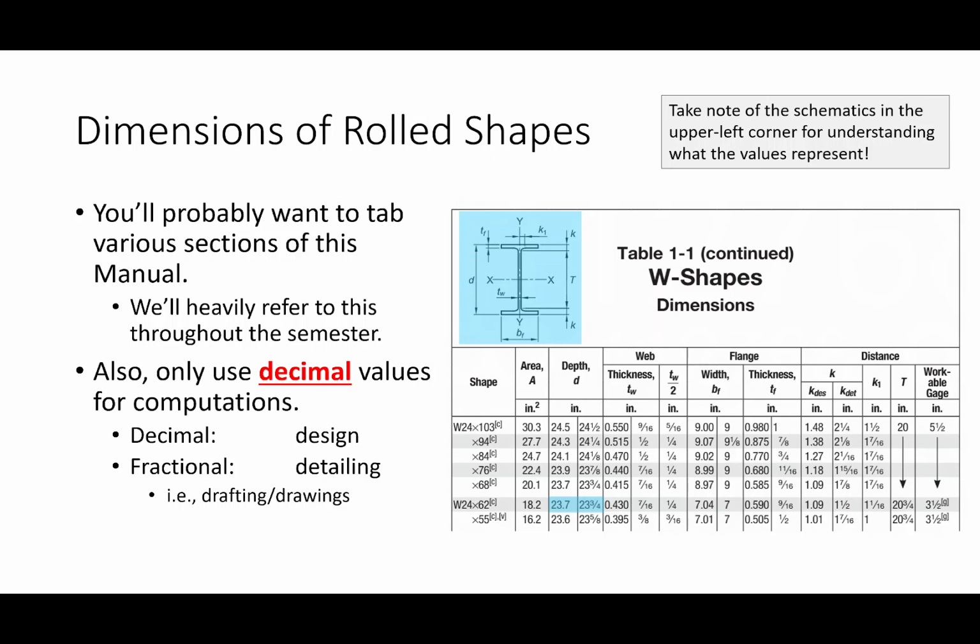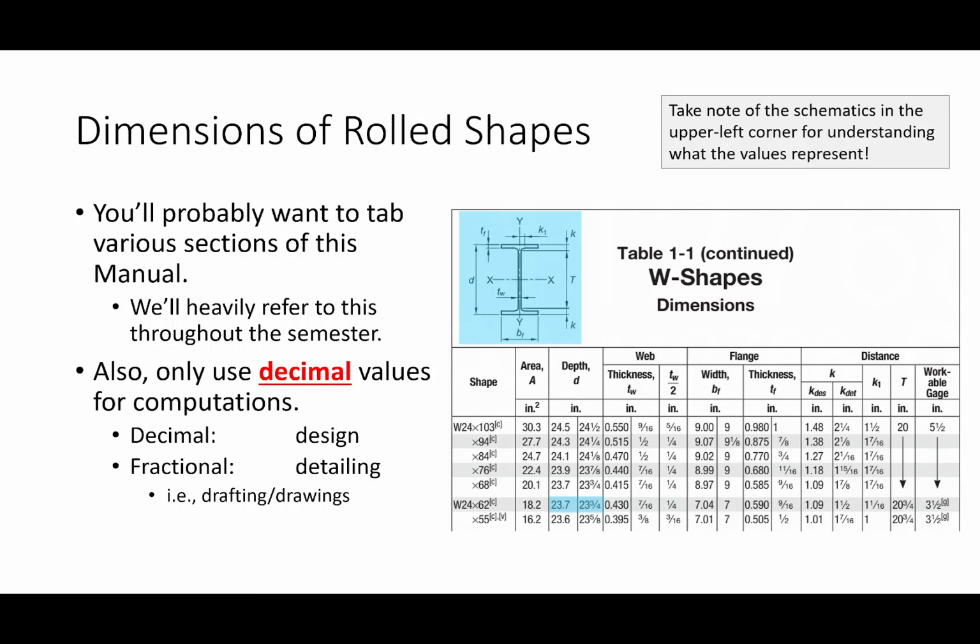Now, one thing that's kind of interesting is that for some of these dimensions, there's two values. So for example, the flange width, we have 7.04, but then we also have 7. And then for the flange thickness, we have 0.59, but then we also have 9/16. What? Which one do we use? Okay. Well, let me explain what's going on here.